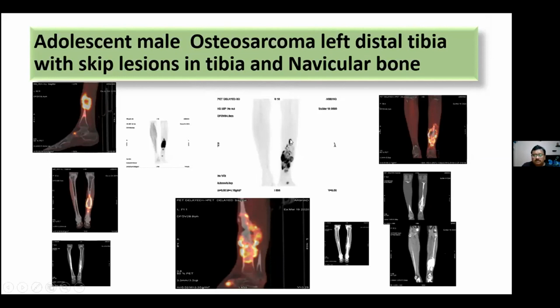This is just superior to the main lesion. You have another lesion here. This is juxta-articular. Below, here you see this is in the navicular bone. So juxta-articular skip lesions can also be caught. And also in these cases, we do a vertex to feet scan to see if there are such lesions.